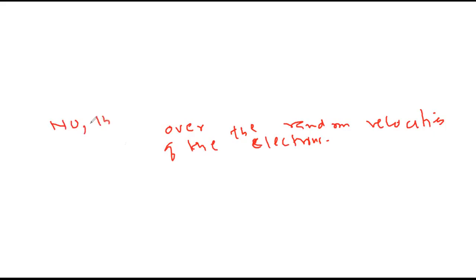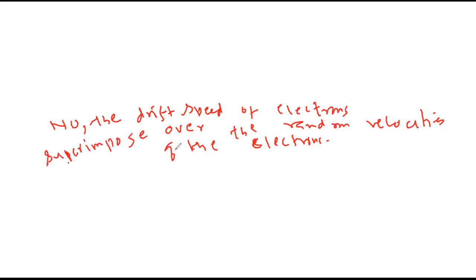Yes. Okay, right. No, the drift speed of electrons superimpose over the random velocities of electron. Done? 19, 18th one? Yes.